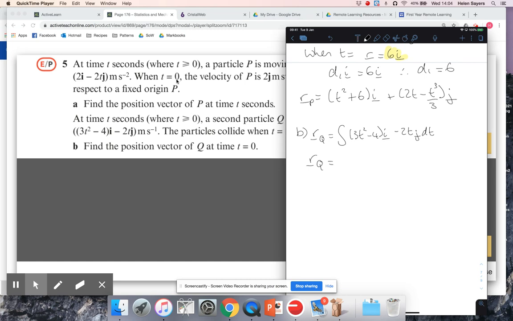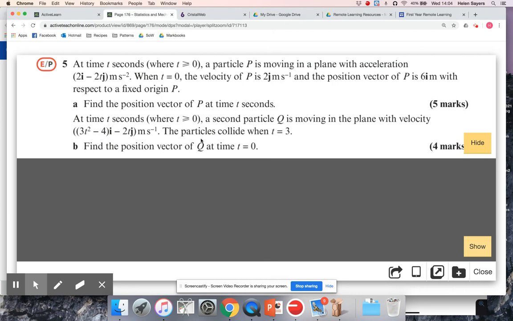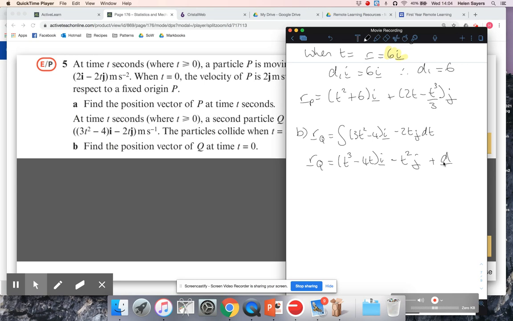So for this one, I'm just going to integrate the 3t squared. So that's going to integrate to 3t cubed all over 3, so just t cubed. Okay, and I'm not going to put a constant of integration there. So when I integrate the j, that's going to integrate to 2t squared over 2, so just t squared. And then I'm going to put plus d, where d is going to be a vector. Okay, right. So then they don't give me any more information. So they don't tell me the start position of q. In fact, that's what I've got to find. So I don't currently know. I haven't got any information to let me find d.